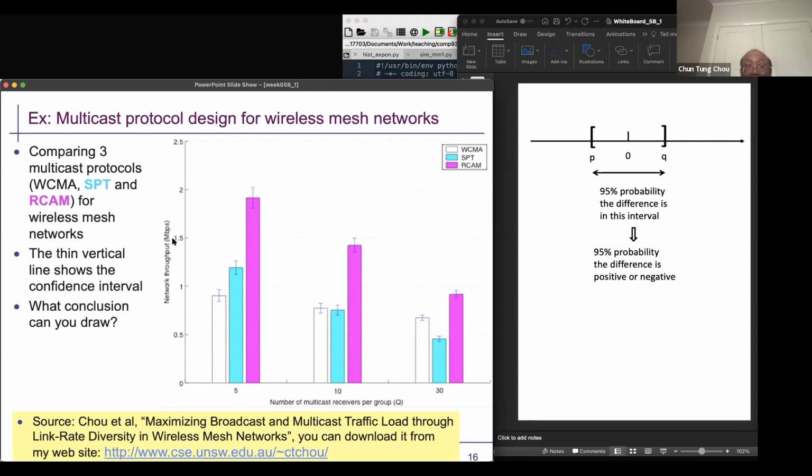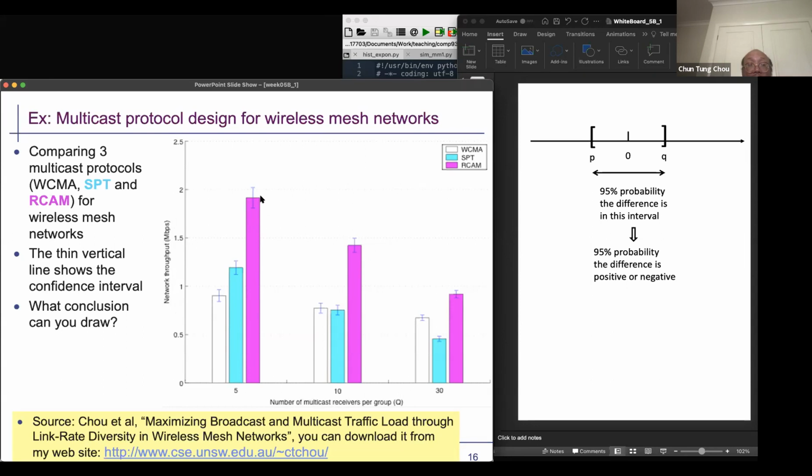So the vertical axis here is throughput. A few of you were thinking whether RCAM is better. Yes, indeed, RCAM is better. First of all, this is throughput, which means the higher the throughput, the better. You want a protocol that gives you high throughput.